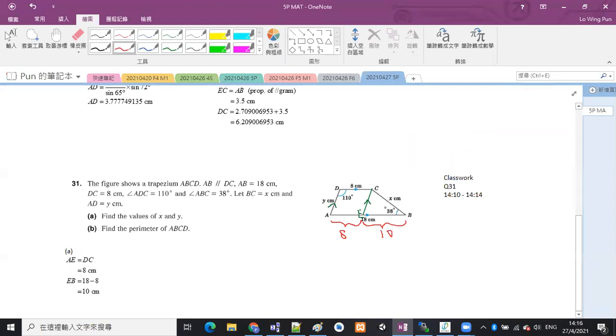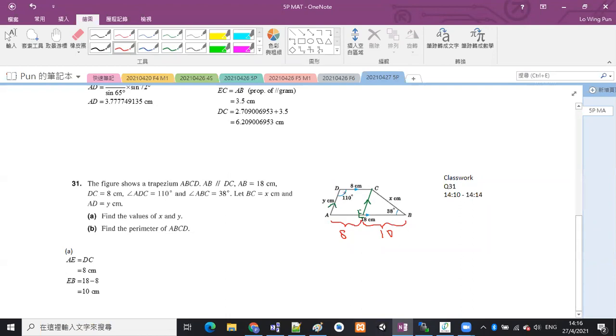So the triangle is triangle BCE here. And we have 10 cm, we have 38 degrees, we have x cm, but we do not have any corresponding length and angle up to this moment. Okay, so we still need to find some more angles here.